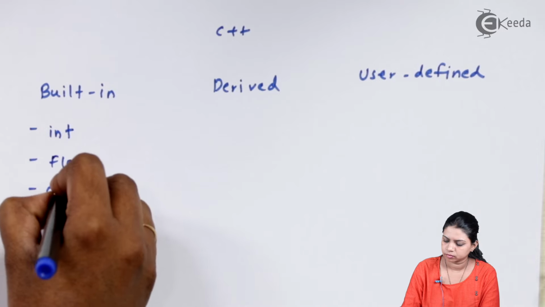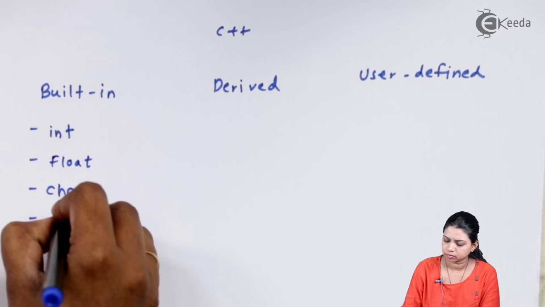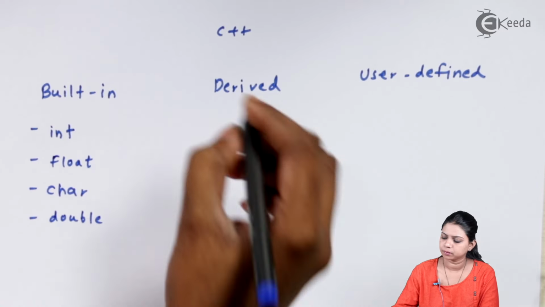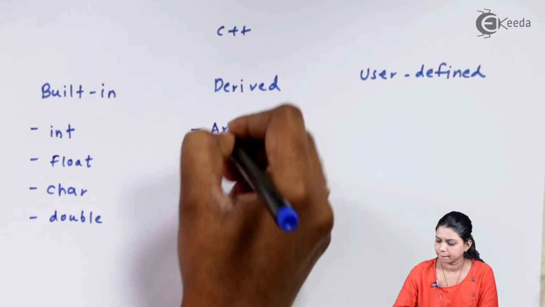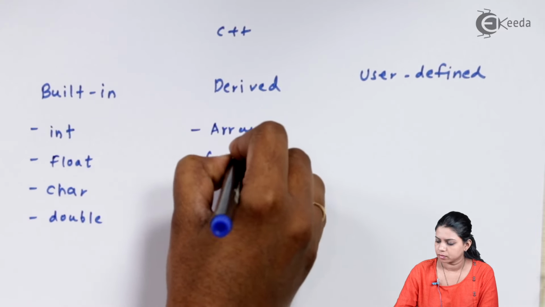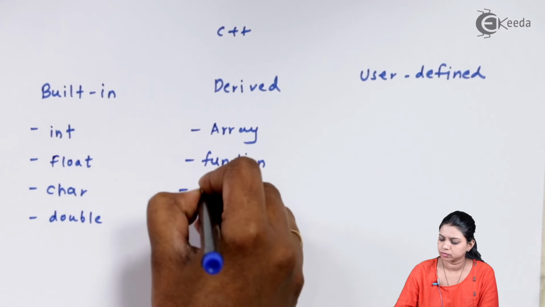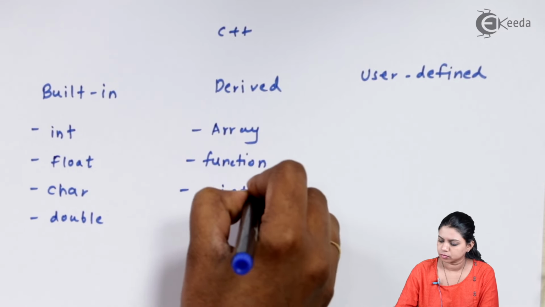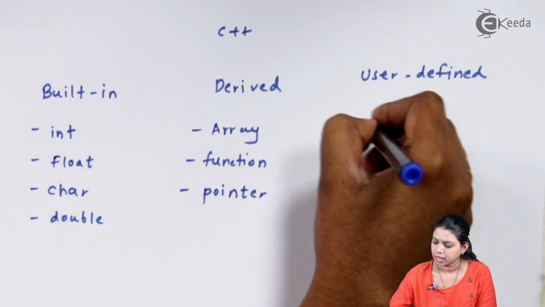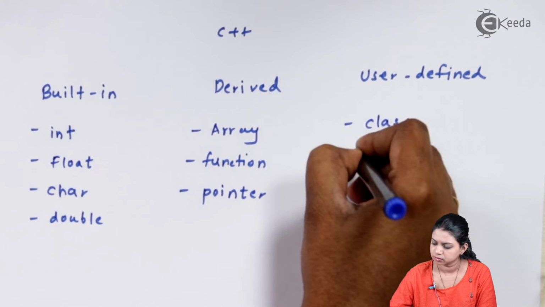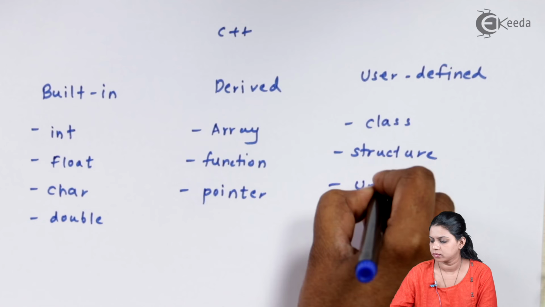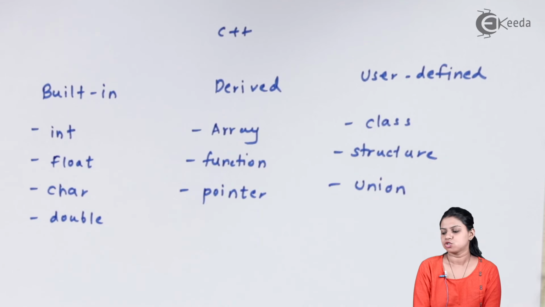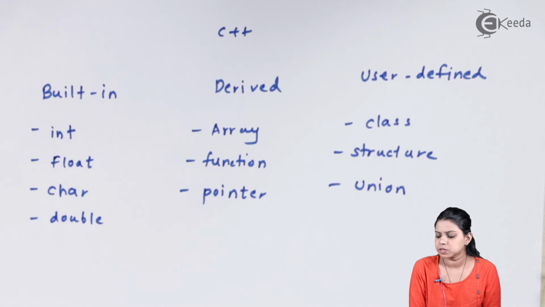float, character, double. In derived, we have array, function, pointer, and in user defined, we have class, structure, union. So these are three types of data types: built-in, derived, and user defined.